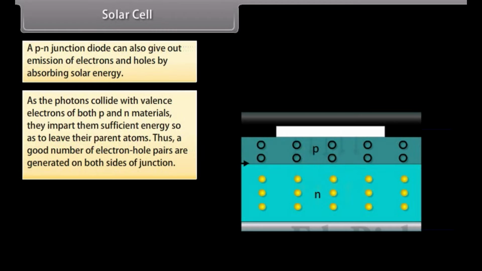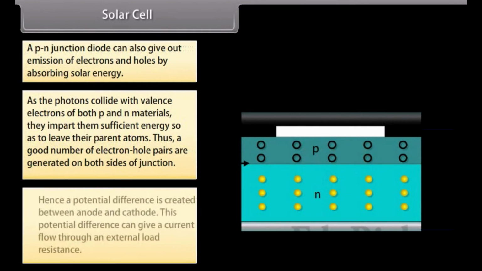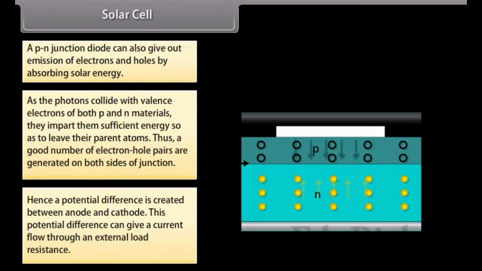As the photons collide with valence electrons of both p and n materials, they impart sufficient energy to leave their parent atoms. Thus, a good number of electron-hole pairs are generated on both sides of the junction. Hence, a potential difference is created between anode and cathode. This potential difference can give a current flow through an external load resistance.